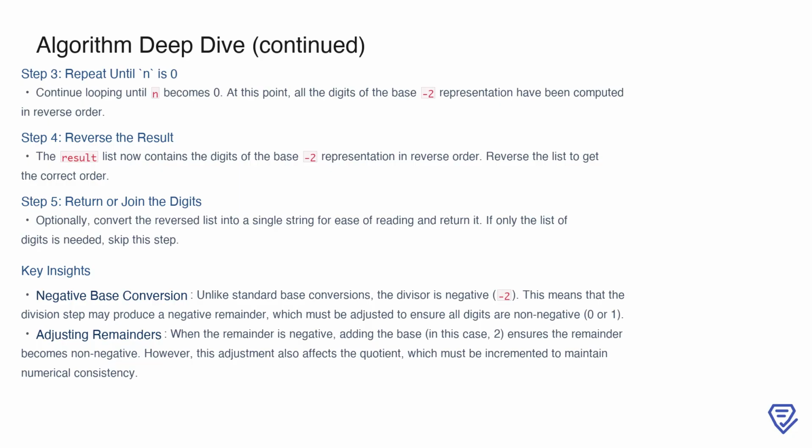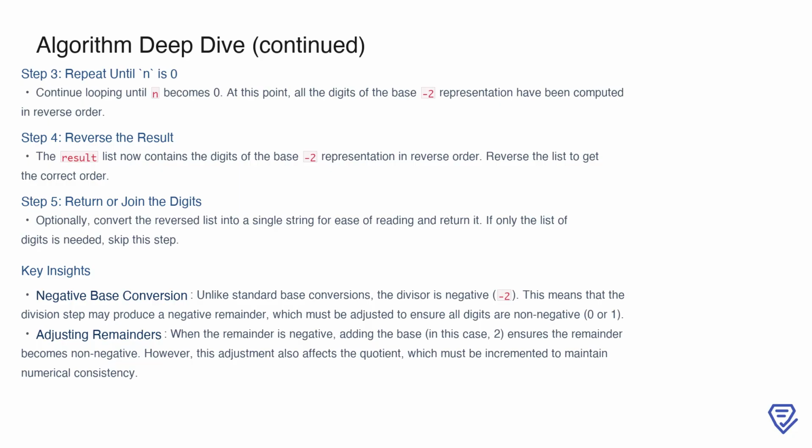This gives us the final sequence of digits representing the number in base -2. Optionally, we can convert the reversed list into a single string for easier readability, though this depends on the output format required. Alternatively, if the problem only requires the list of digits, we can return it directly.